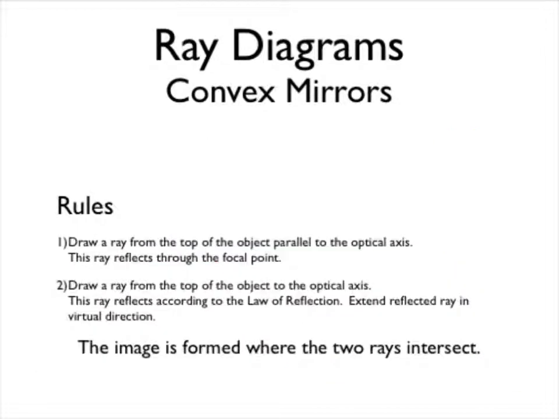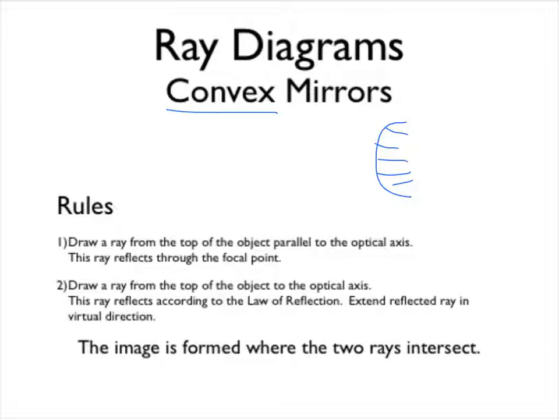Okay. So now let's look at convex mirrors. And so convex mirrors, remember, are the ones where the reflecting surface is pointing out at you. It is like the backside of a spoon. And the rules for doing ray diagrams with convex mirrors are the same. So we don't have to worry about where the object is relative to the focal point. There are the same two rules for all convex mirrors. And if you look at these, the rules are very similar to the ones we saw before.